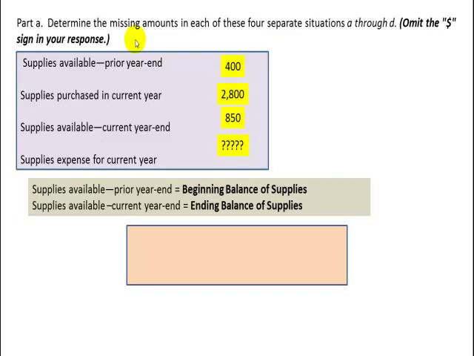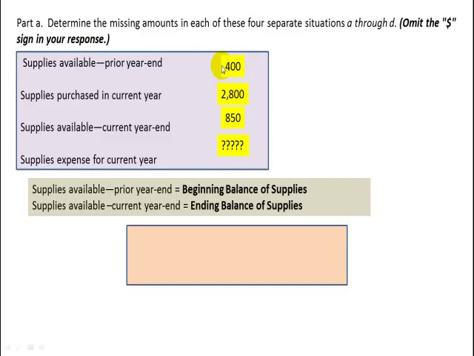Let's see, I'll start with this off. It says determine the missing amounts in each of the four separate situations, A through D, and we only have A on the screen right now. And here's what we were given in part A. Supplies available prior year end, $400.